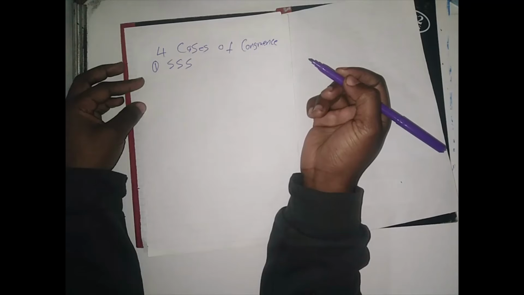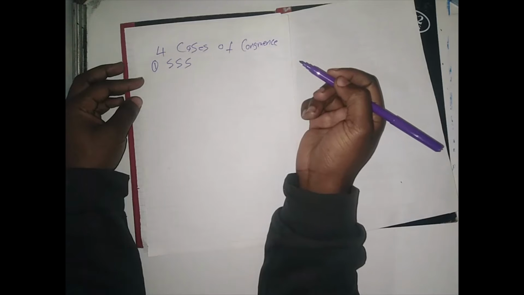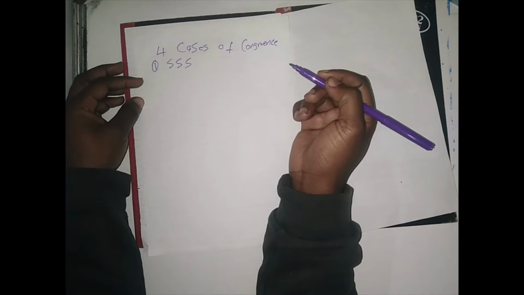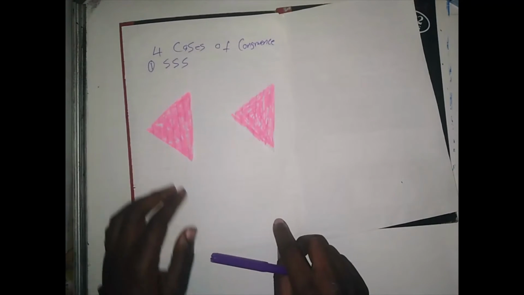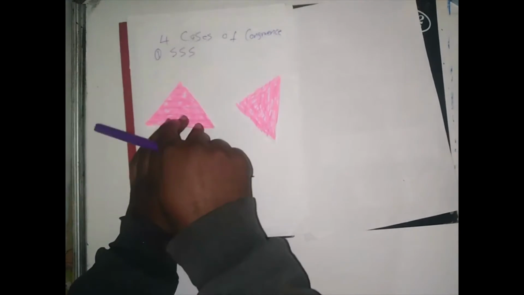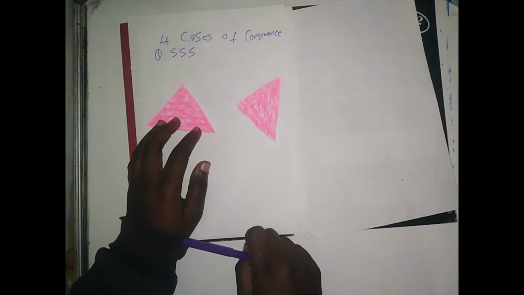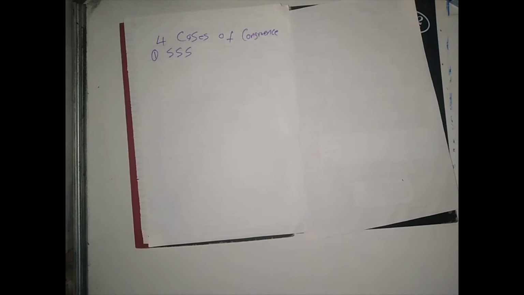So if you can find 3 sides that are equal, 3 corresponding sides that are equal, then you would have successfully shown that the 2 triangles are congruent. So for example, if you have these triangles like this, if you can say that this one is equal to this one and this one is equal to this one and this one is equal to this one, 3 sides that are equal, then that is sufficient to say that the 2 triangles are congruent.